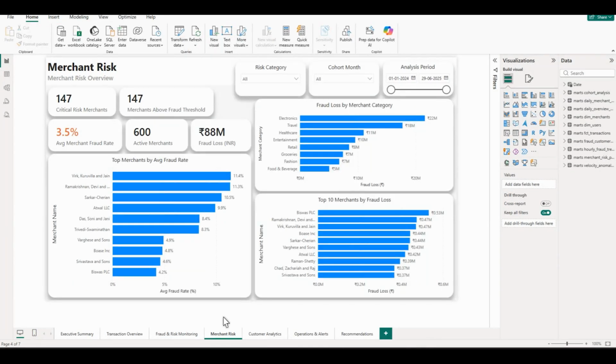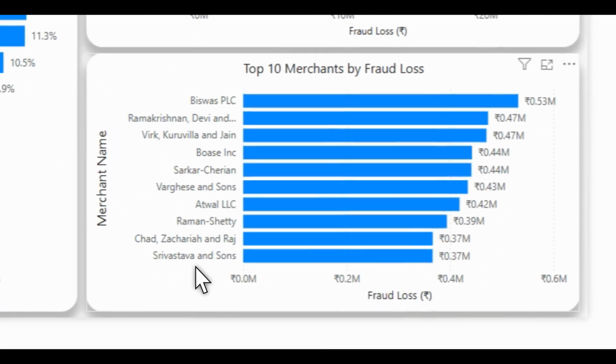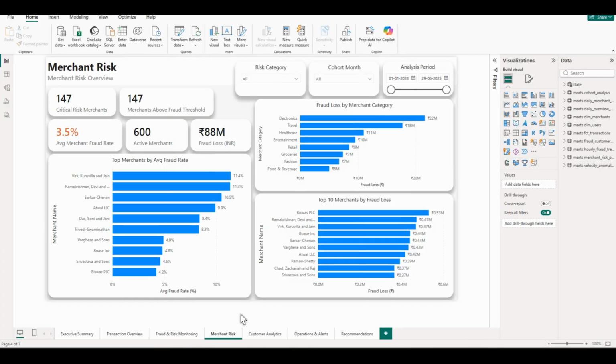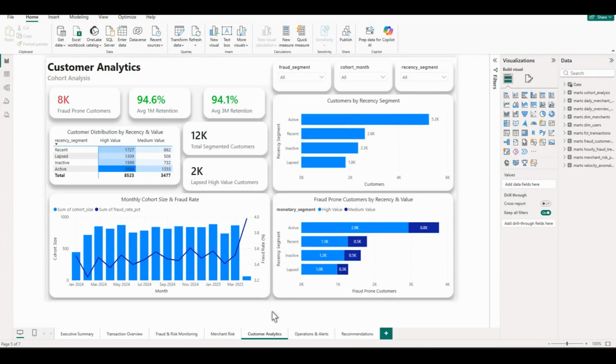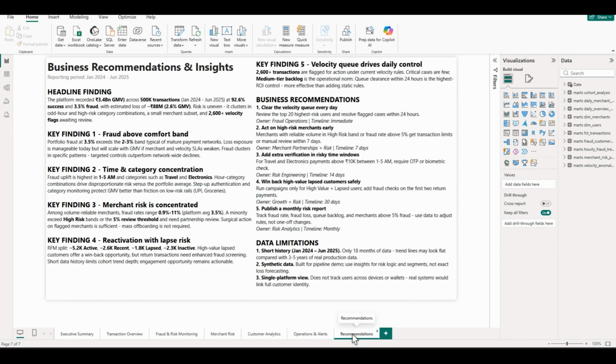Page 4 shows 2 charts side by side. One ranks merchants by fraud rate and the other by total loss. Biswas PLC, for example, comes in 10th by rate, but first by total loss. If we only had one of these views, a risk team would misrank their entire priority list. Page 5 shows customer segments, whereas page 6 shows velocity alerts. And finally, the recommendation page shows business recommendations and data limitations.